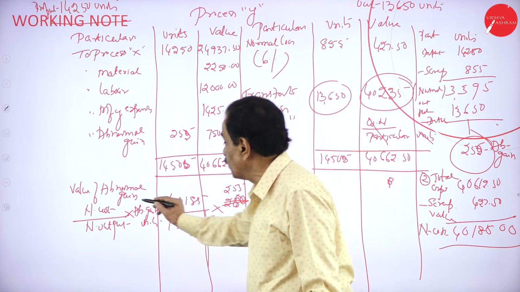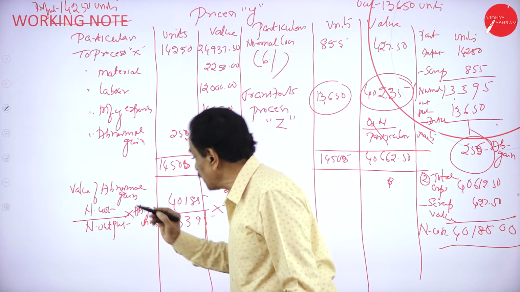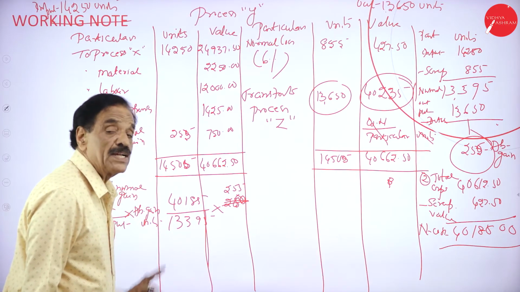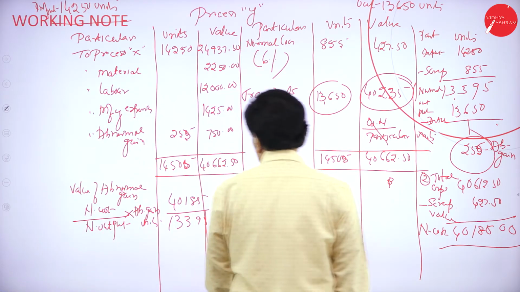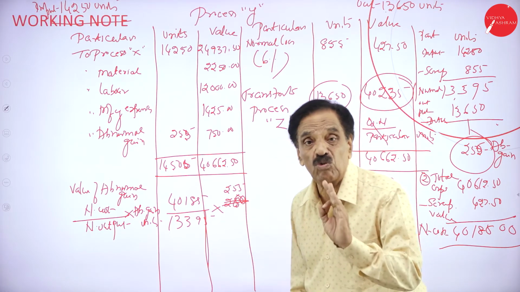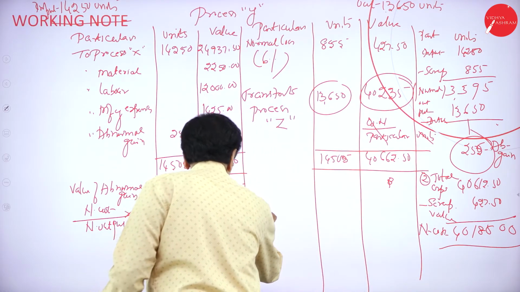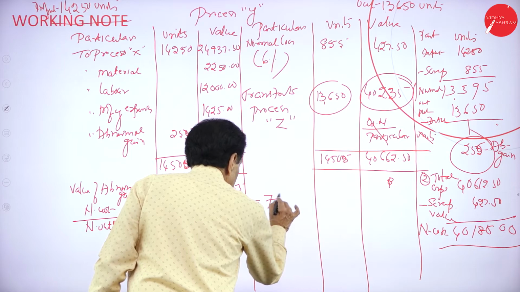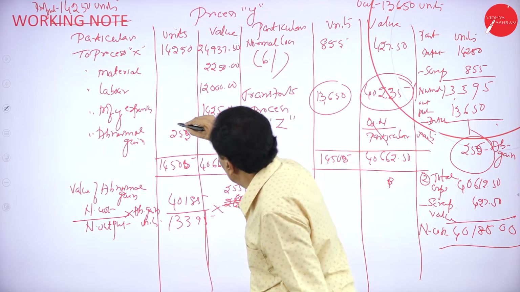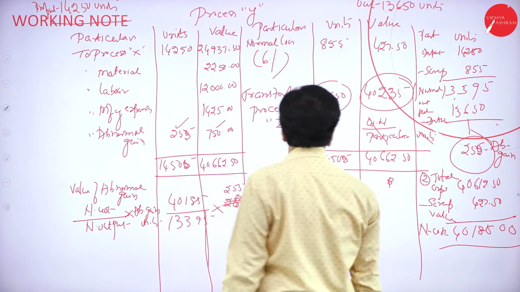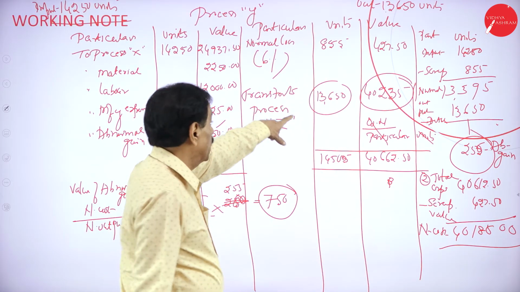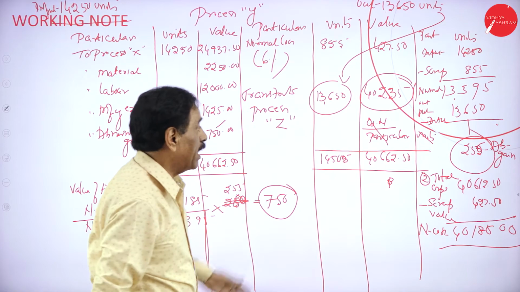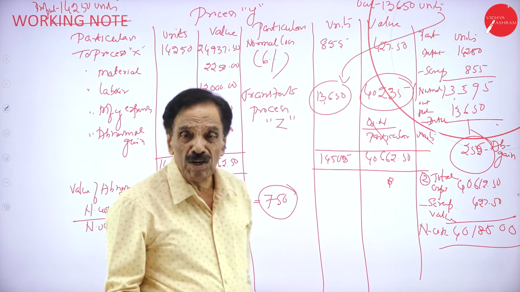So value of abnormal gain, normal cost divided by normal output multiplied by abnormal gain units. What's your normal cost? 40,185. Your normal output is 13,395. Your abnormal gain is 255. The value comes here. So abnormal gain 750. How many units? 255 units. 750 is your answer. This output should always tally, no? Same output has come. The value is 40,235. We'll move on to next one.